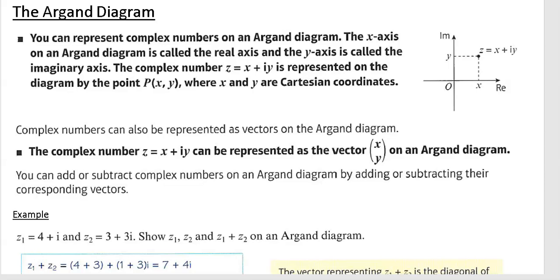Okay, this is our fourth complex numbers video. In this video, we're going to be looking at what's called the Argand diagram. Now, the Argand diagram is just a way to represent complex numbers. So we have it here in this corner.